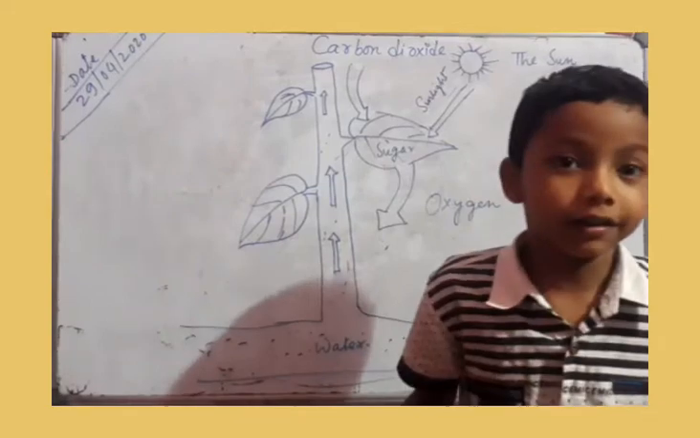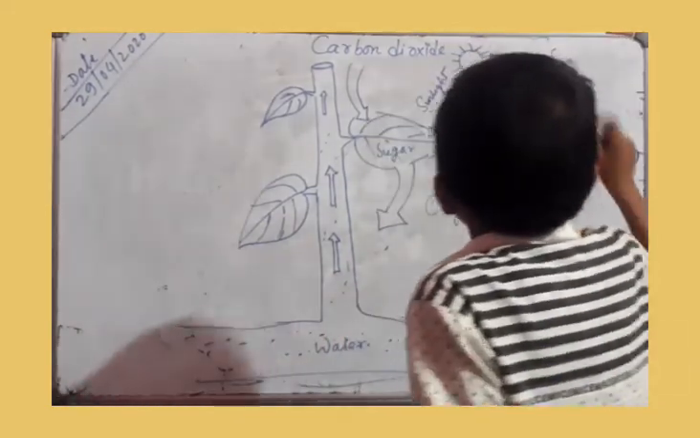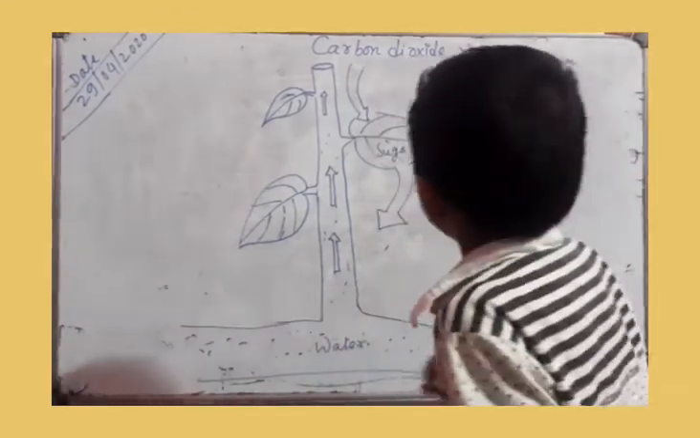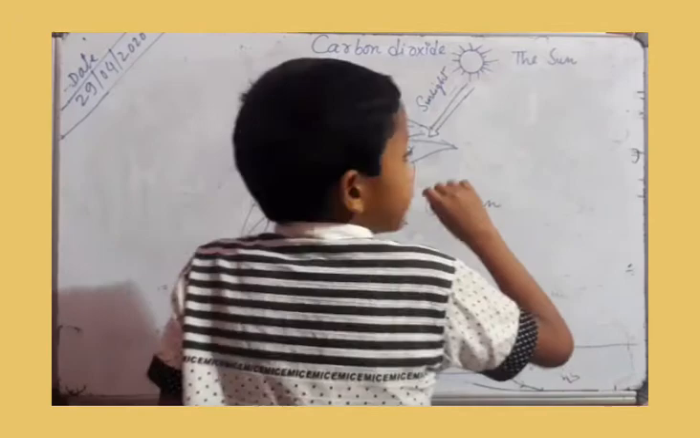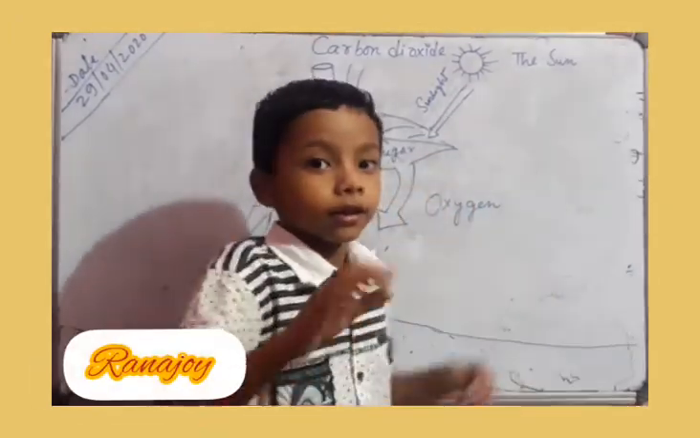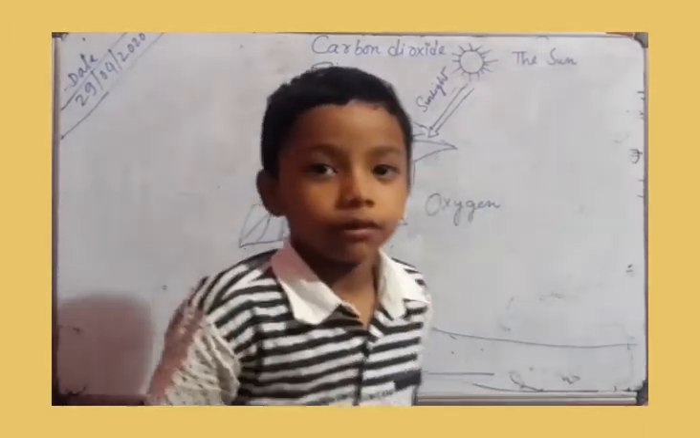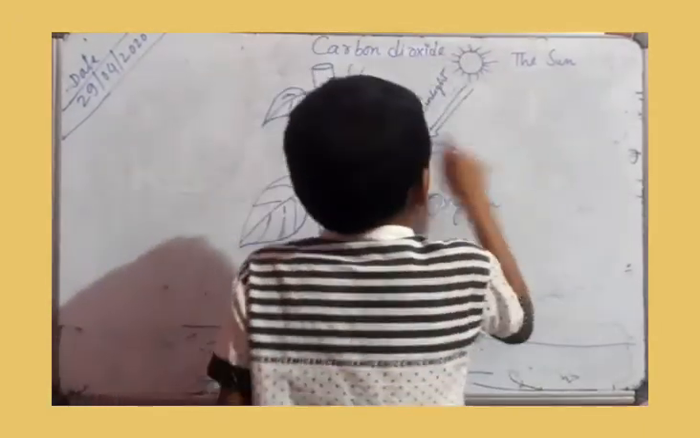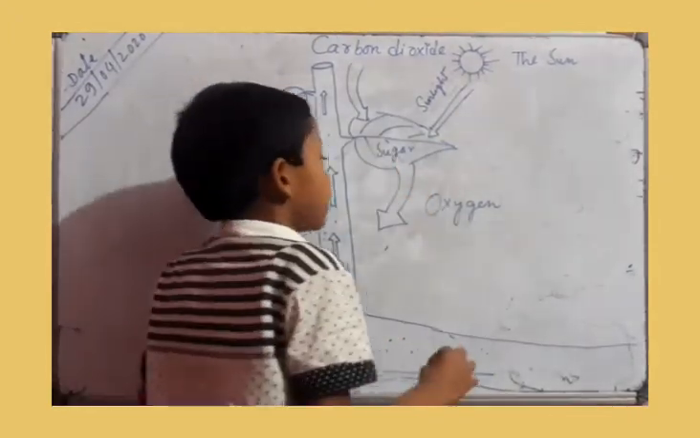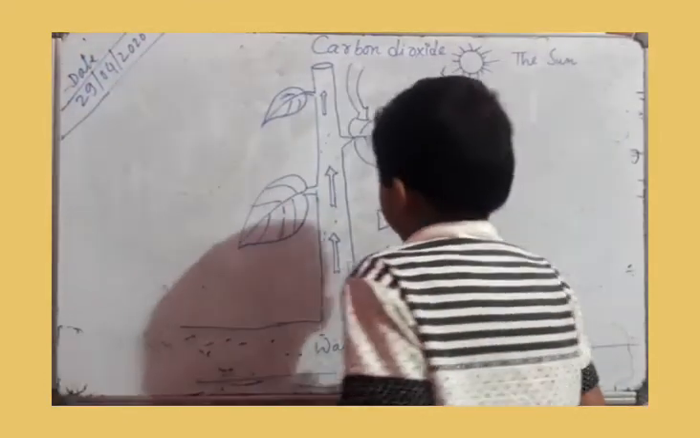What is a food cycle? Food cycle is a sunlight which hits the leaf. When the leaf inhales carbon dioxide, it mixes that sunlight into carbon dioxide. But it's not true. Carbon dioxide mixes with sunlight into sugar. Sugar has oxygen. It exhales the oxygen.